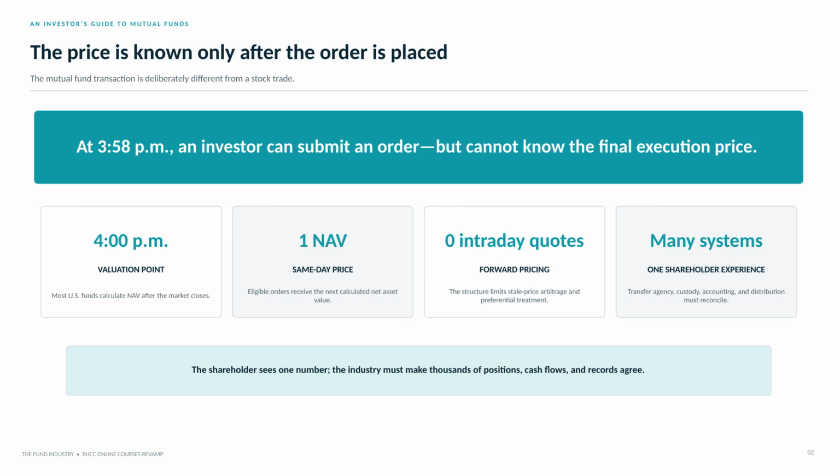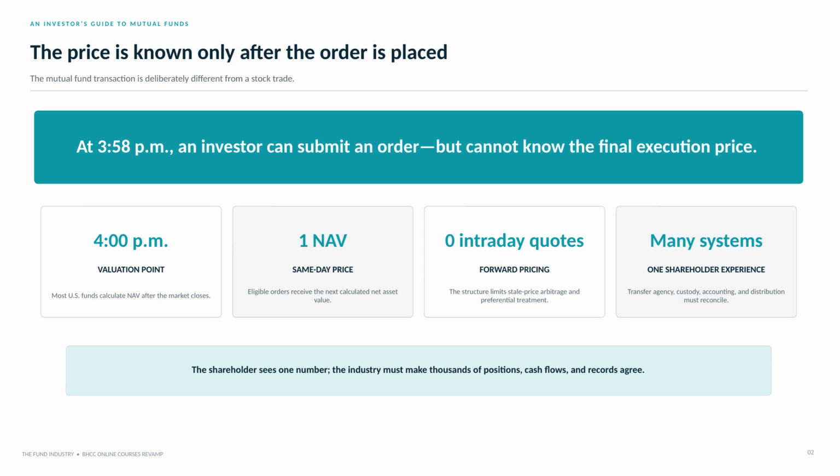The rule is designed to treat same-day buyers and sellers consistently, and to prevent people from trading on information that has not yet entered the fund's price. That one NAV is the visible output of a much larger process: valuation, accruals, order controls, cash reconciliation, and shareholder records.